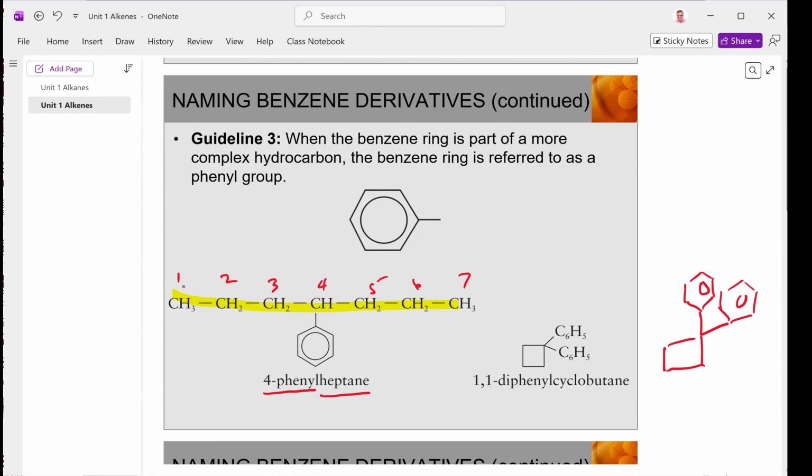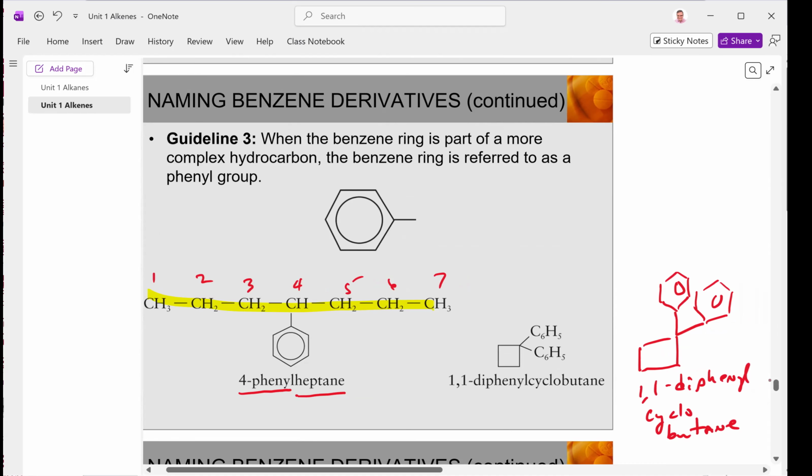Okay, we've got a cyclic butane with two benzenes as a branch. So it's going to be 1,1-diphenylcyclobutane. Now that messes a lot of people up. So basically, the only time you have benzene in the name is for the simpler versions.